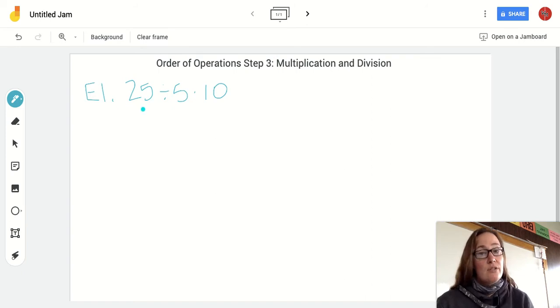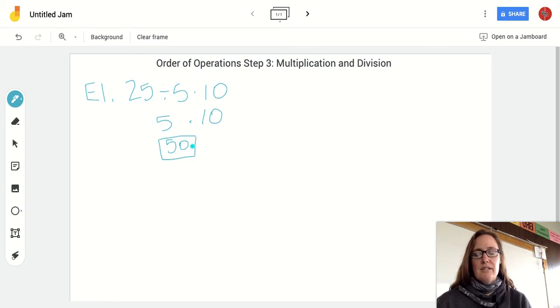And any multiplication or division you come across, do that. There's a division. So 25 divided by 5 is 5. And then we'll just rewrite the times 10. You always bring down what's next and just rewrite the expression. And then 5 times 10. And what do we put around our answer? That's right, a box. And a box helps signify that's my answer. So let's do another one.